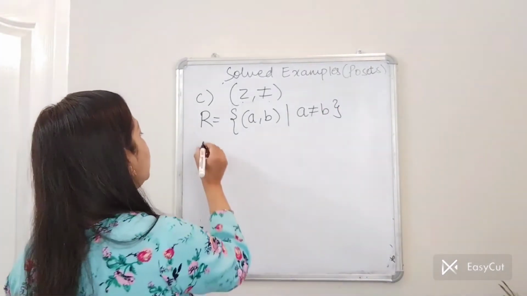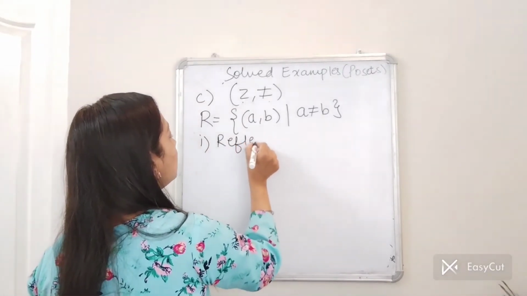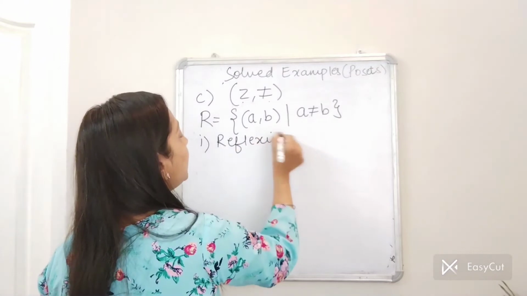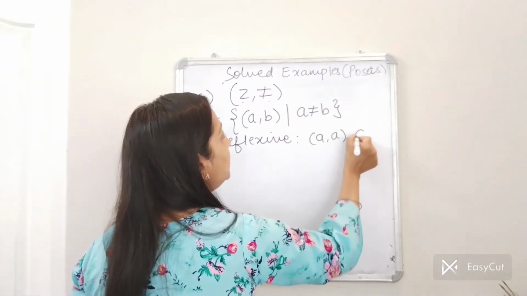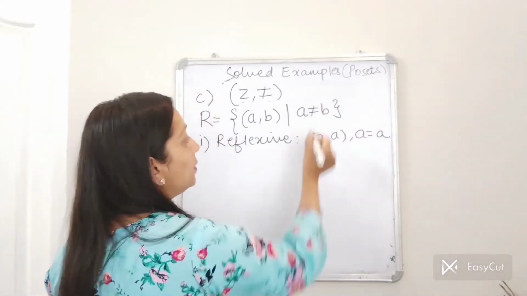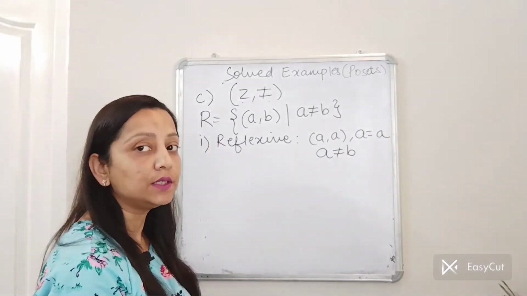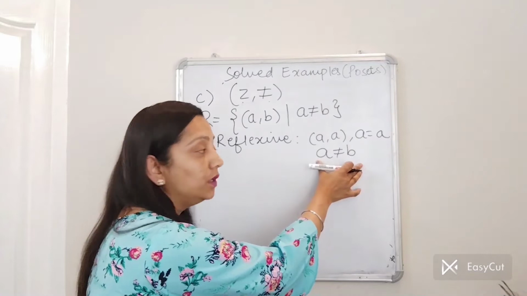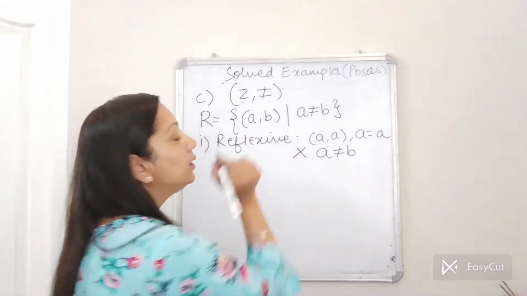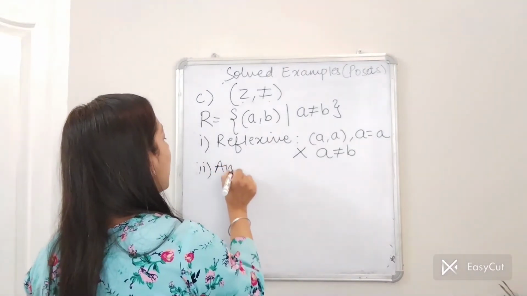Now let us see if it is reflexive. To be reflexive, ordered pair A, A must exist, and that means that A is equal to A. But here A is not equal to B, right? So the elements of the ordered pair are not equal over here. That means it is not reflexive. Okay. Now let's see if it is anti-symmetric.